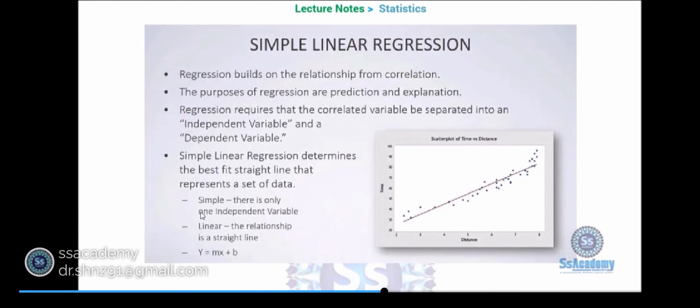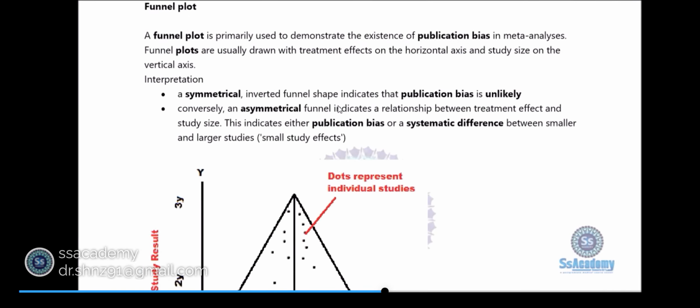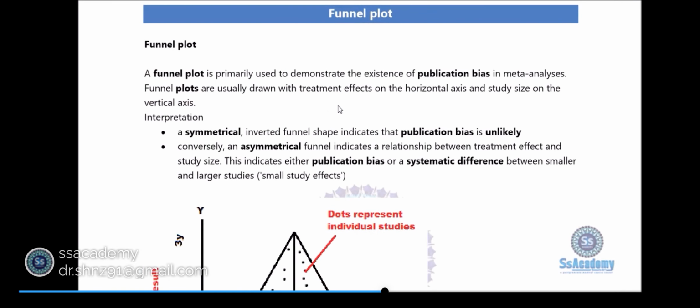Simple linear regression builds the relationship from correlation and gives prediction and explanation. Now the funnel plot is another topic. The funnel plot is a double star topic, primarily used to demonstrate the existence of publication bias in a meta-analysis.